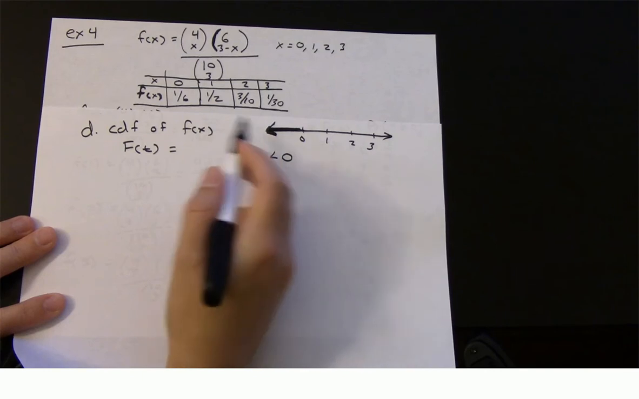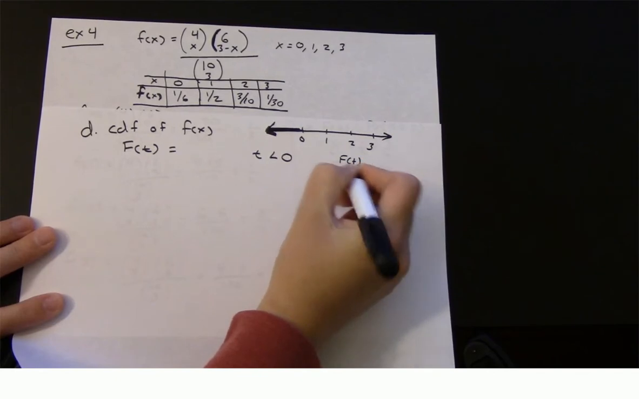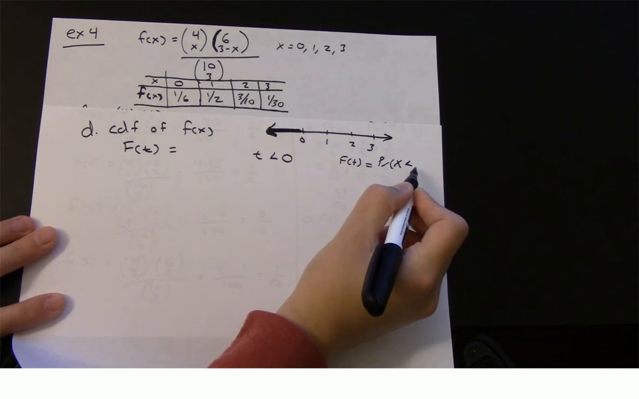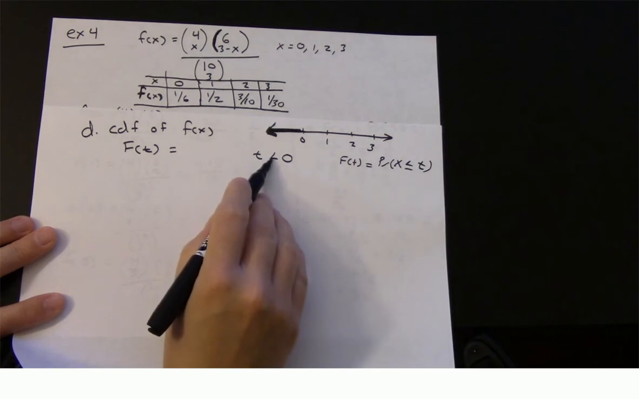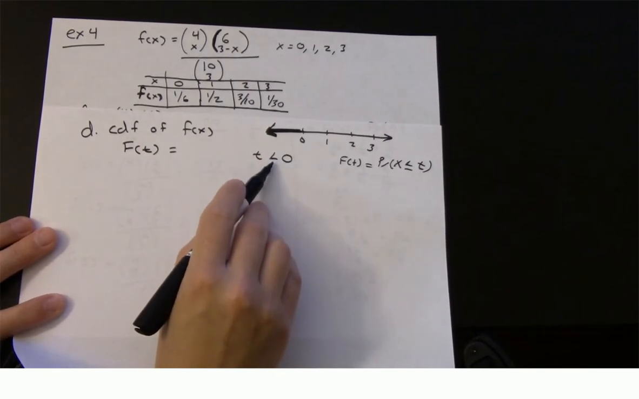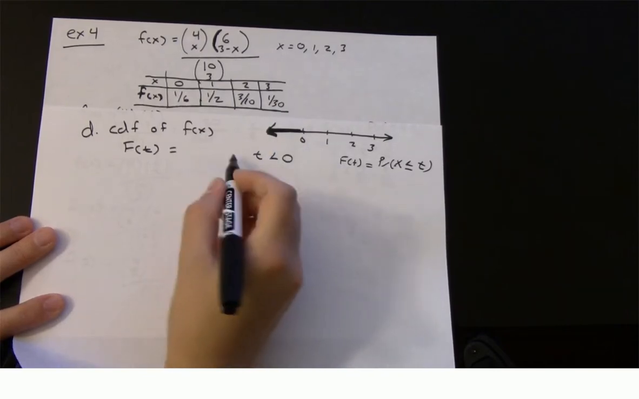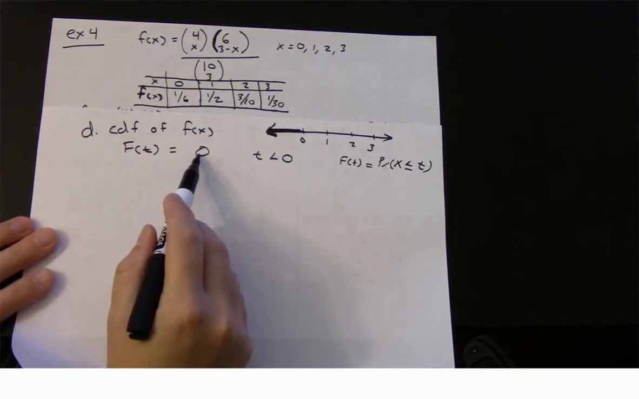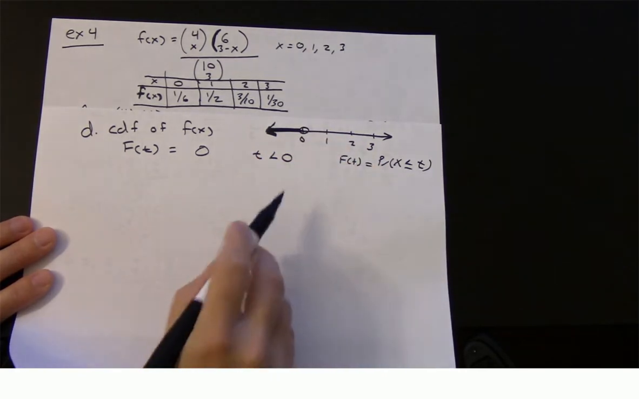and if t is less than 0, remember what is F of t? It's the probability that x is less than or equal to t. But now t is some number less than 0, so it's less than or equal to some number that's strictly less than 0. So that would lead us to the probability being 0 because for any values of x that are less than 0, your probability of being in that number is 0, right? Then, so I have an open circle there.